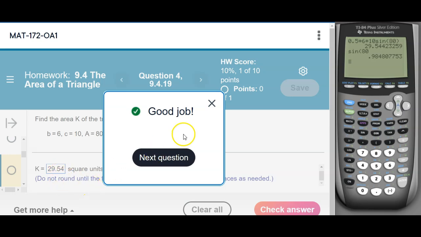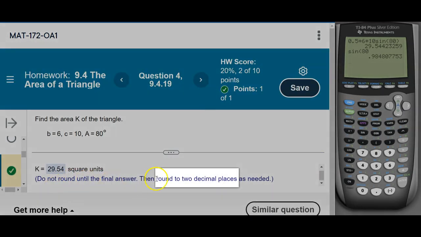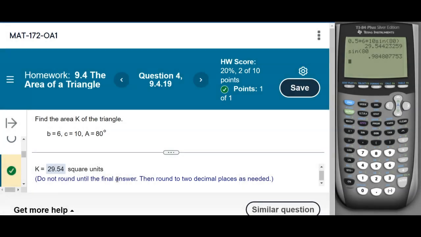Do make sure you're reading how many places they're wanting you to round these things to. Sometimes they want side lengths to one place. Sometimes they want angles to whole numbers. Sometimes they want angles and side lengths to 2 places. Sometimes they want the areas, in this case, to 2 places. So just make sure you're reading how many places to round these.